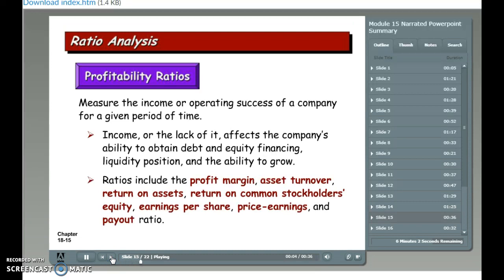Profitability ratios measure the income or operating success. Income affects a company's ability to borrow or issue stock, its liquidity position, and ability to expand. Profitability ratios include the profit margin, asset turnover, return on assets, return on common stockholders' equity, earnings per share, price-earnings, and payout ratio. All of the ratios include an income statement item in the calculation. The larger the profitability ratio, the stronger.